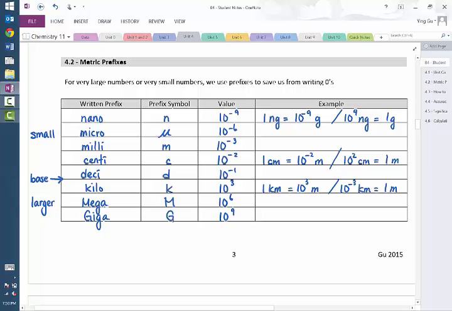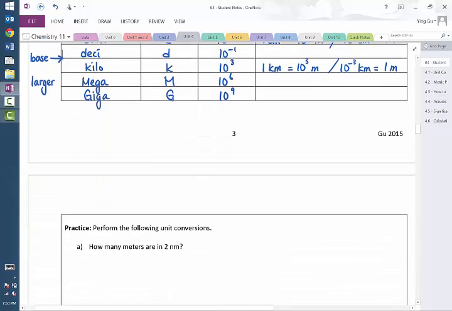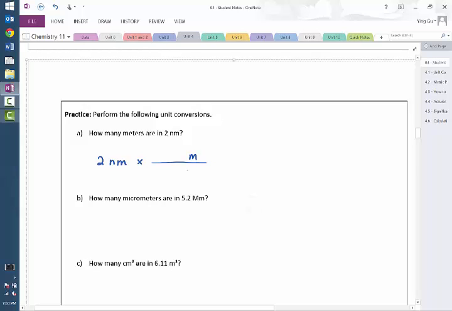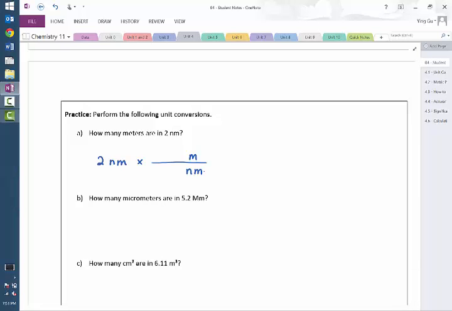Let's do some examples. How many meters are there in 2 nanometers? Again, we are going to set this up in the chemistry 11 fashion by starting with what we know and then applying a conversion factor. We want meters, put that up top. We want to cancel out nanometers. Meters and nanometers, what is the relationship between the two? It is the easiest to think about if we think about which one of those units is the larger one.